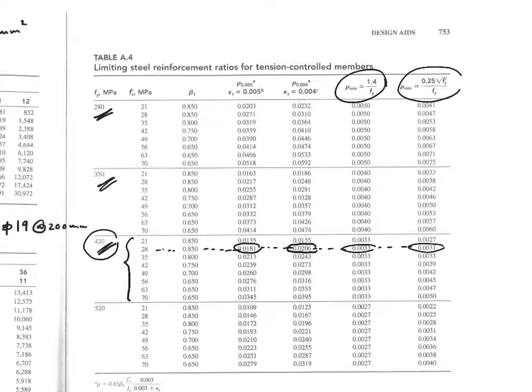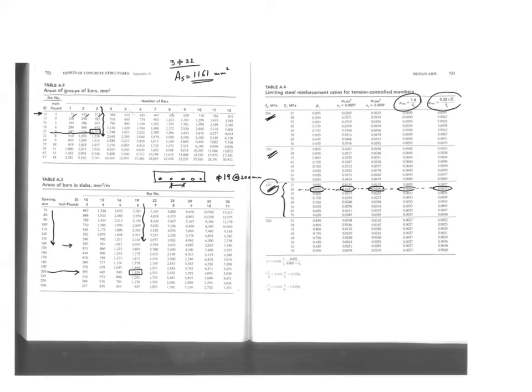But the nice thing also is your beta 1. Remember what beta 1 is? Here's beta 1. So if you see F prime C, right away from table A4, beta 1 equals this right away. Okay, so this is table A4.